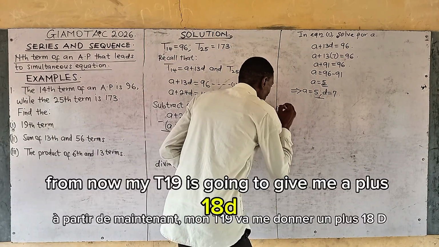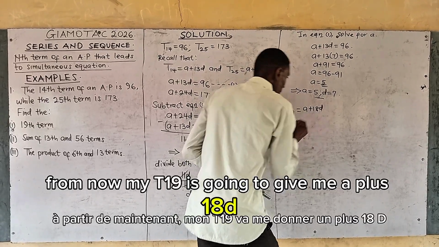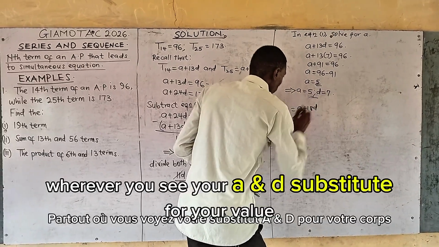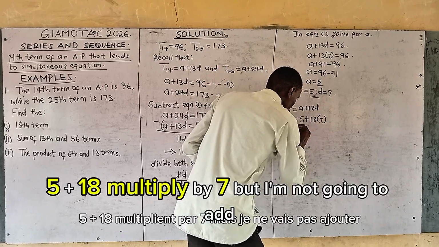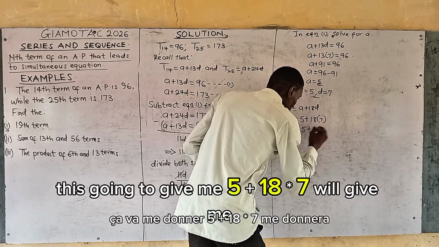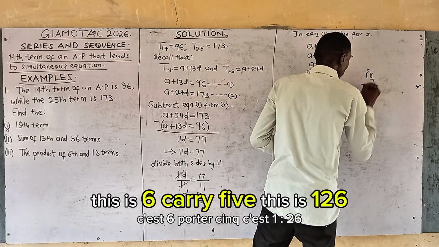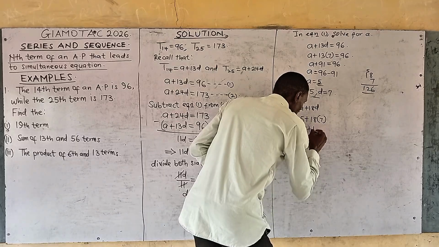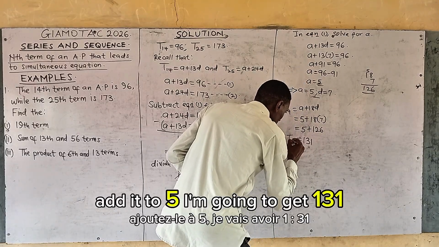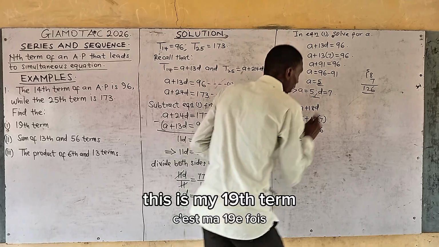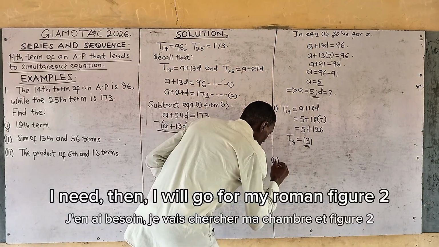So Roman figure 1 now. My T19 is going to give me A plus 18D. Wherever you see your A and D, substitute for your values. 5 plus 18 multiplied by 7. What am I going to add? 18 times 7 will give me 126. Add it to 5, I'm going to get 131. This is my 19th term. Having gotten my 19th term, I will go for my Roman figure 2.